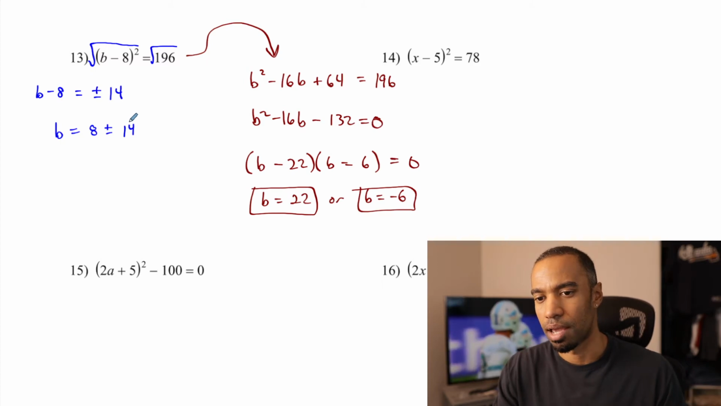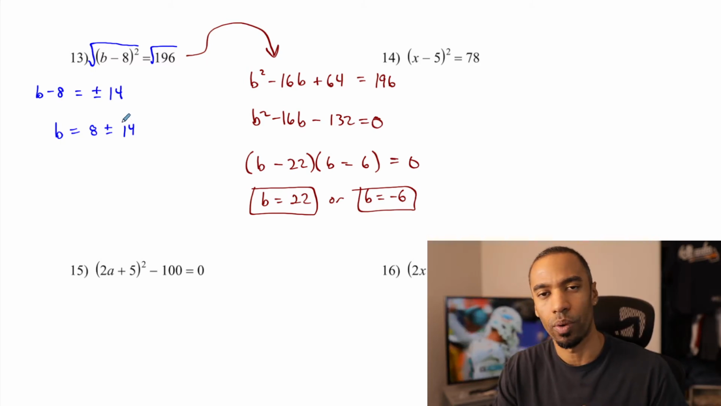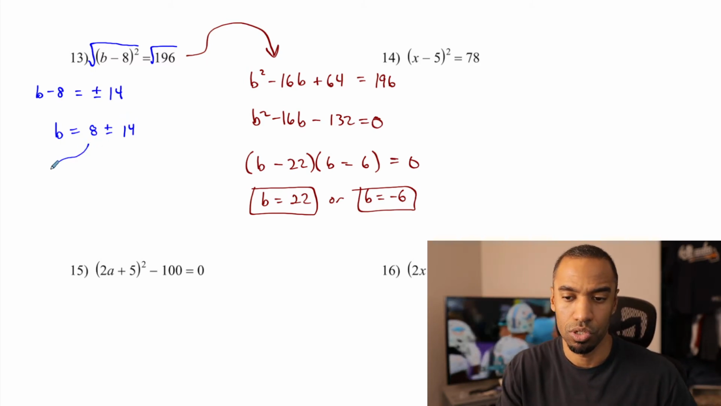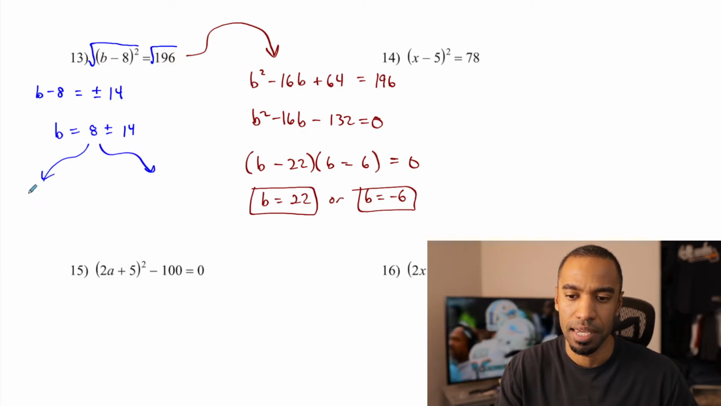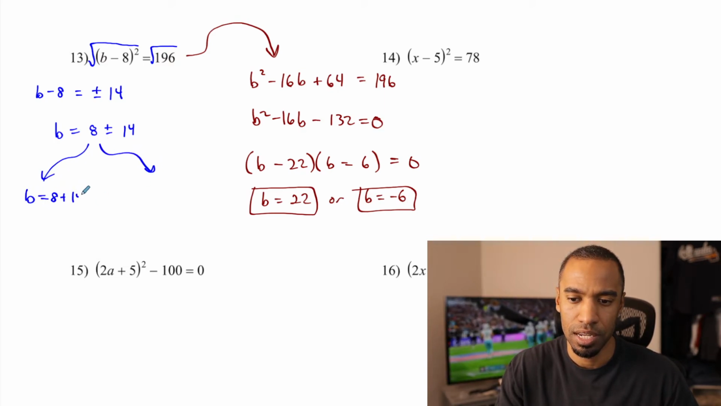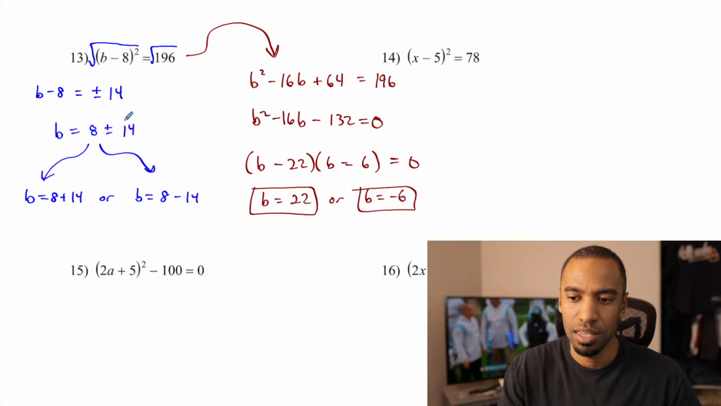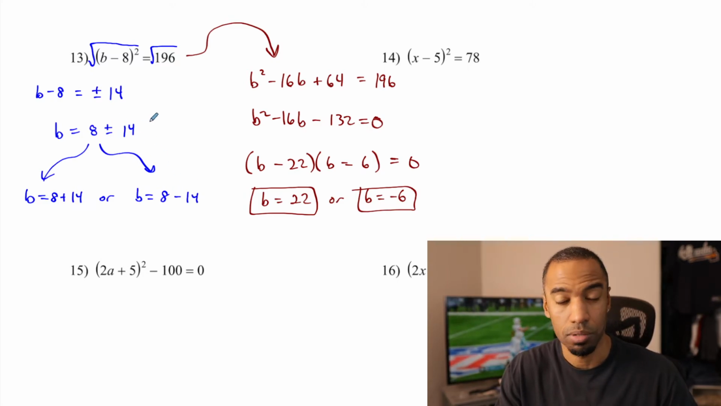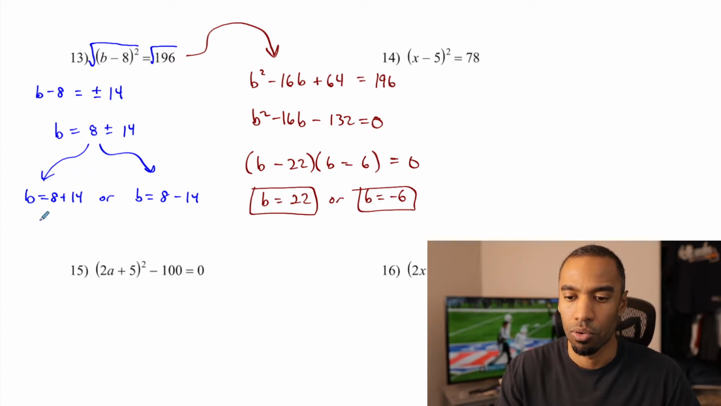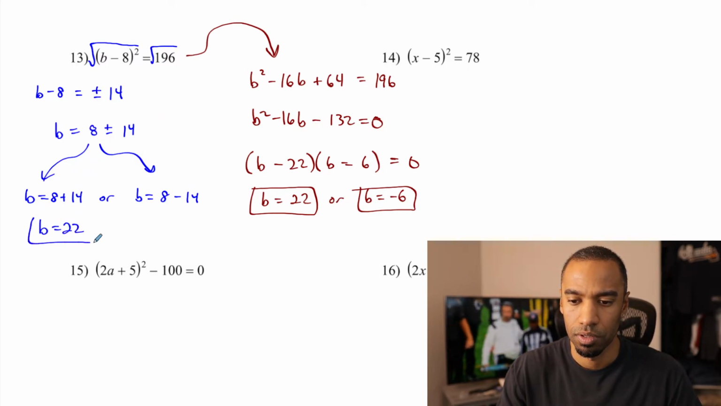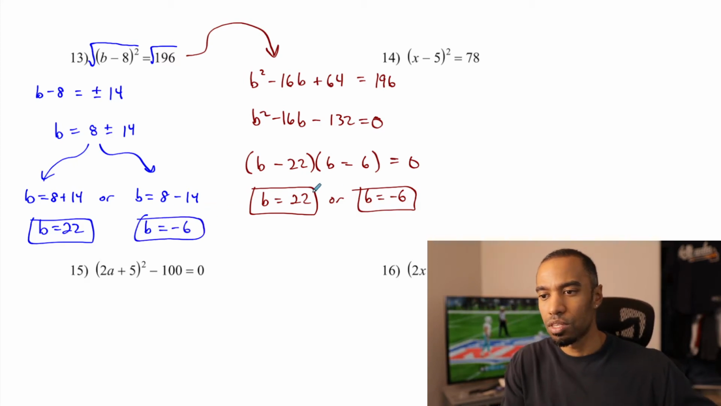This is a logical time for you to perhaps split this equation into two. I want to actually compute these two values to say that b either equals 8 plus 14 or b equals 8 minus 14. That plus or minus literally means adding or subtracting, positive or negative. So 8 plus 14 is 22, or 8 minus 14 is negative 6. And we get those same answers there.